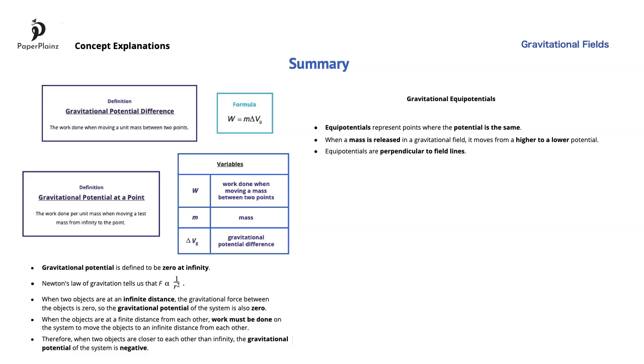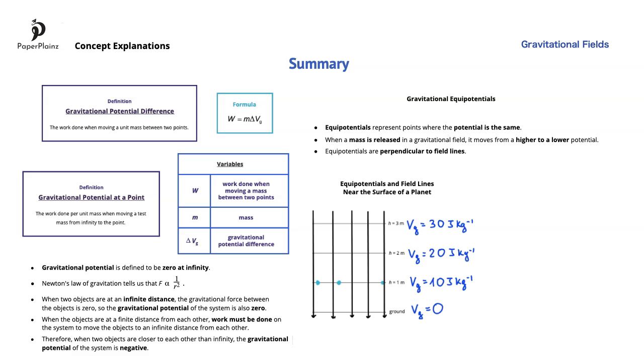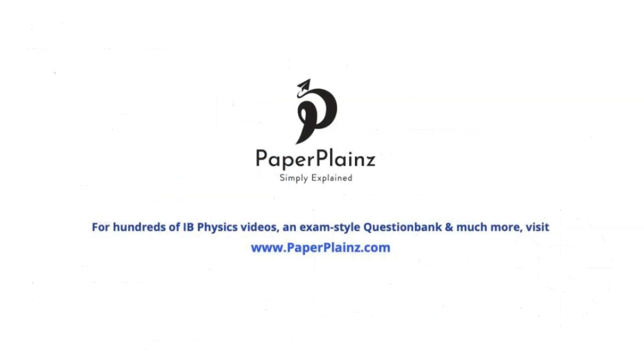We finished up by drawing equipotentials and field lines near the surface of a planet and around a point mass or a planet. This completes our discussion of gravitational fields. In the next video, we'll learn about electrostatic fields.